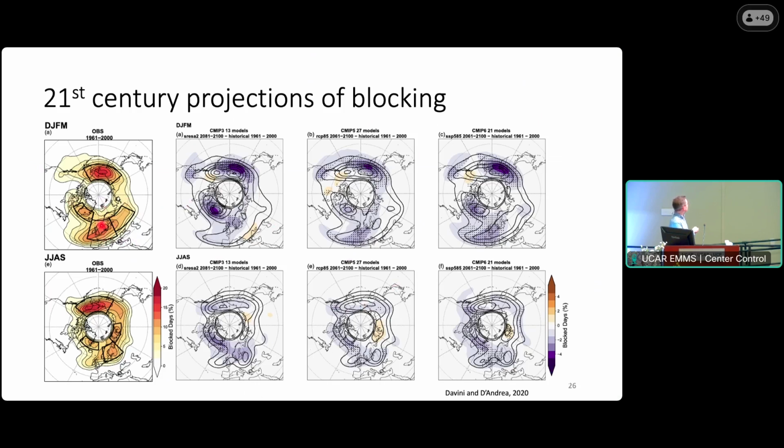I tried to work this out before. I think in this index, we are at between 10 and 15% of blocking frequency. And that goes down in the strongest scenario by about, I think it's 2-3% or something, by the end of the century. So we see a modest reduction in blocking across the models and across winter and summer as well.